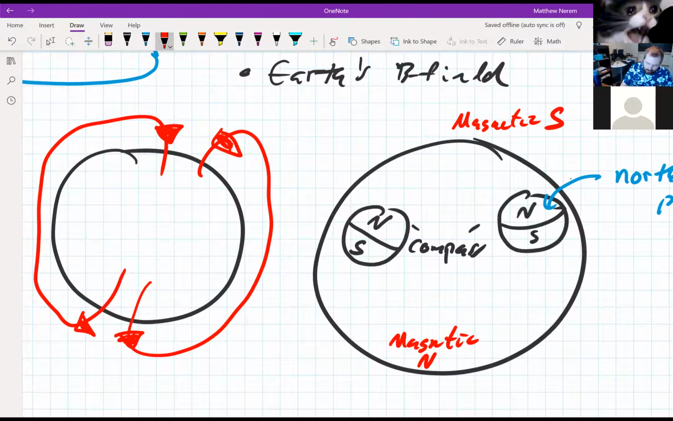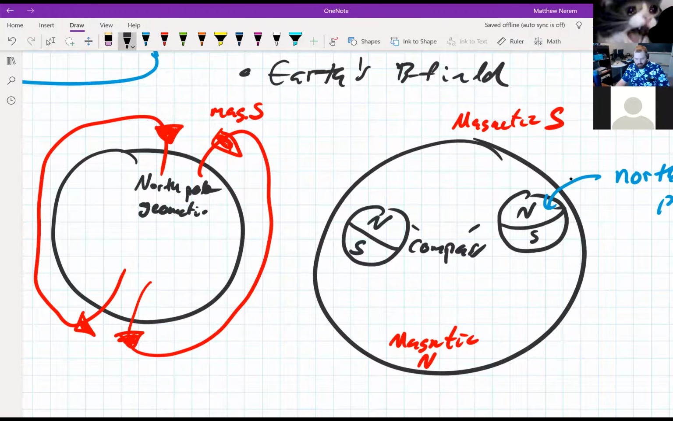All right, so you get this silly thing where this is a magnetic south, but it's our North Pole. And that's what I mean by the opposite, because of how our compasses are attracted to the poles of Earth.